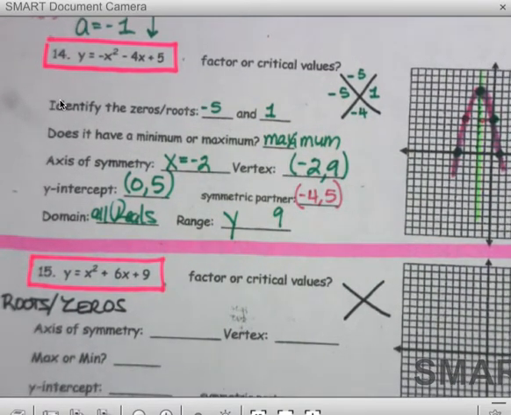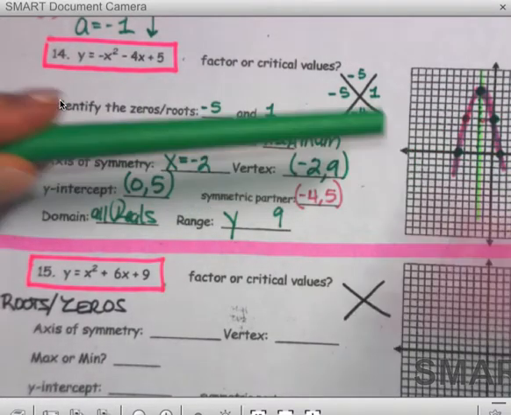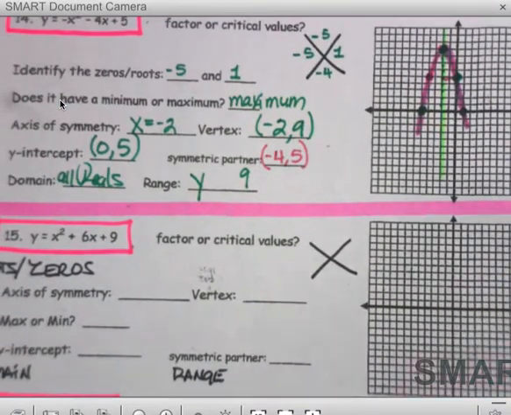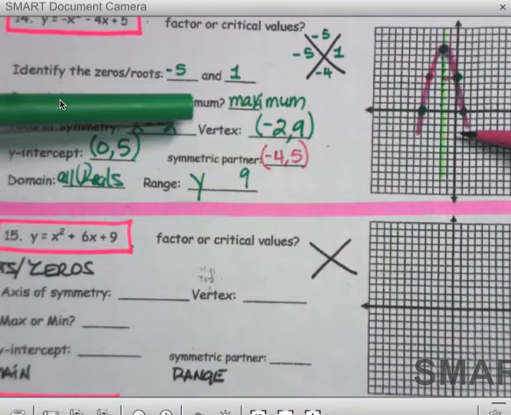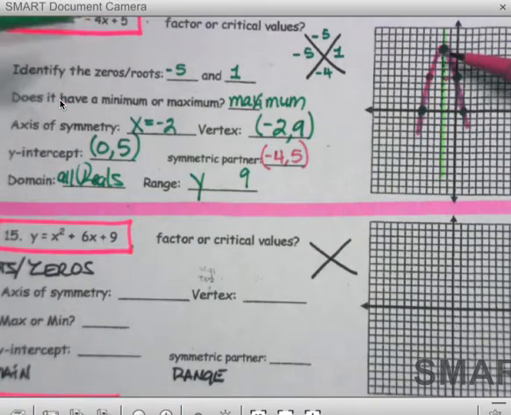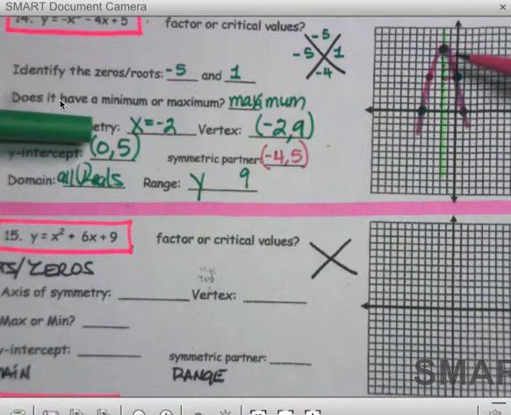So we have our points, we have our roots or zeros. Those will be the spots where it would cross the x-axis. And since the lead coefficient is negative, that means that the curve is turning down. That means that the vertex is considered a maximum at the top. The vertex, we have a formula for calculating the vertex. It's the ordered pair -2, +9.